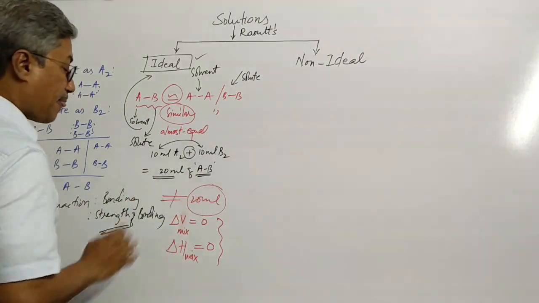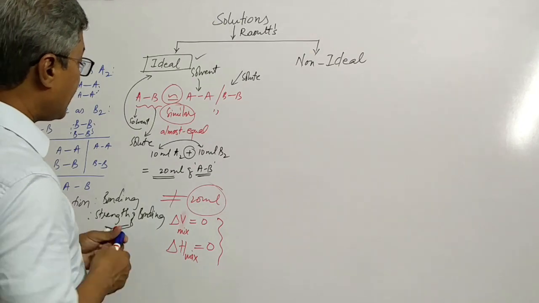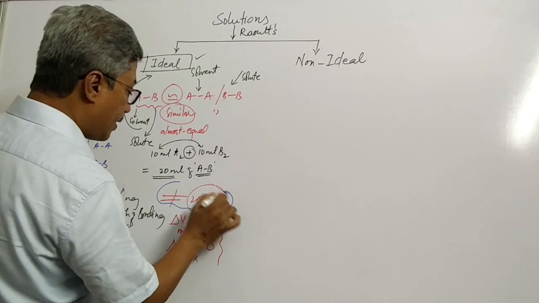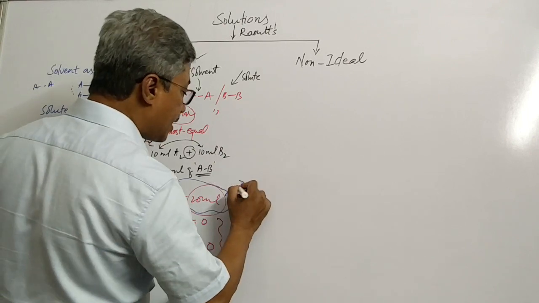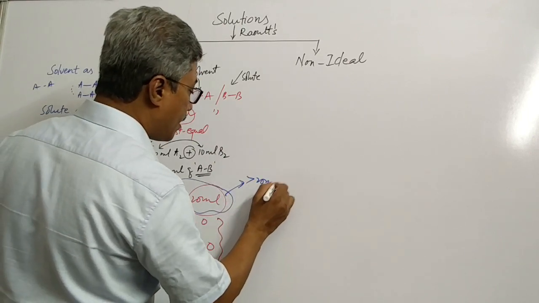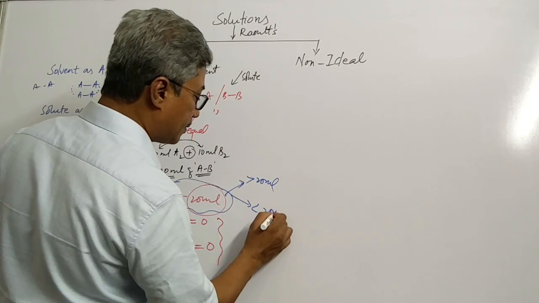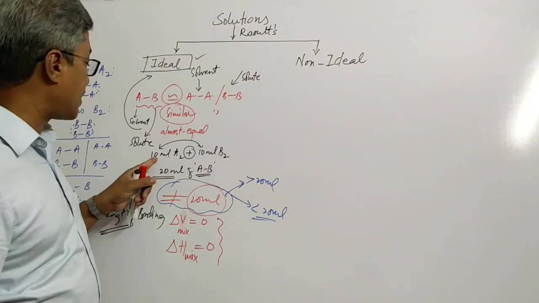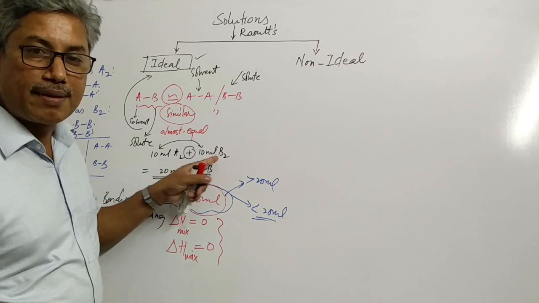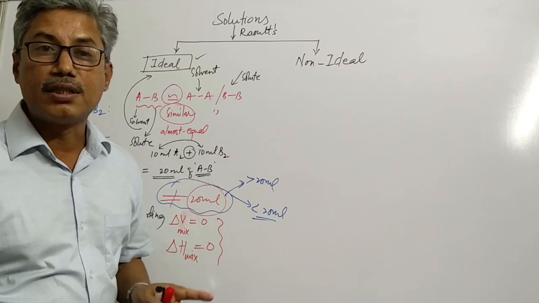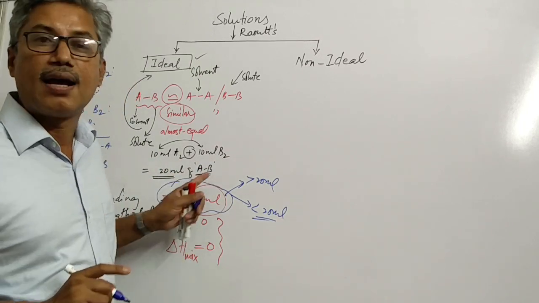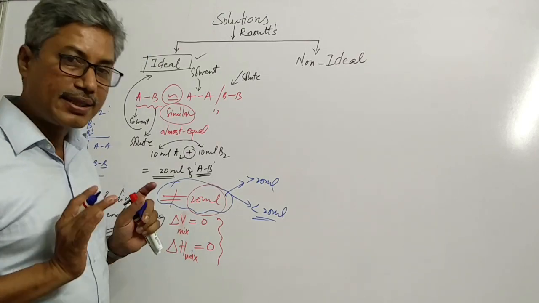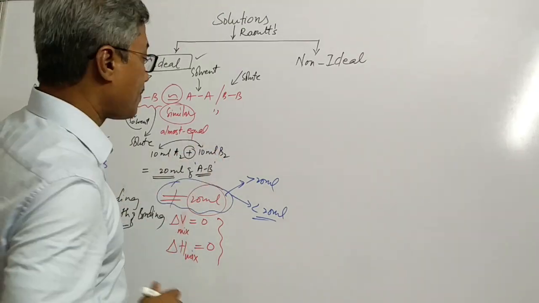Now come to this. What if it is not equal to 20 ml? If it is not equal to 20 ml, it means that either it is more than 20 ml or it is less than 20 ml. See students, you have mixed 10 ml of A2 and 10 ml of B2. If this obtained solution is not equal to 20 ml, either it will be more than 20 ml or less than 20 ml. Is it clear, students? Now let us see.